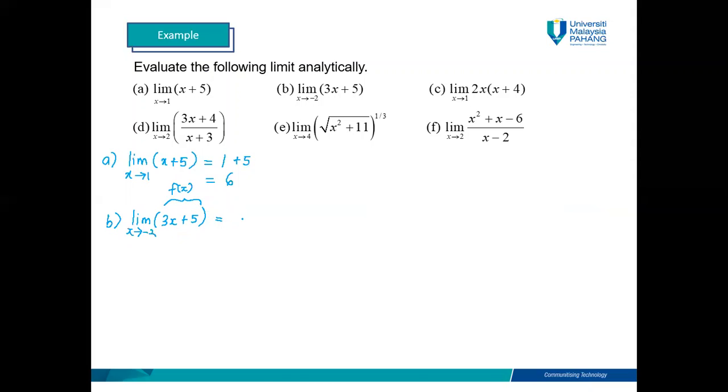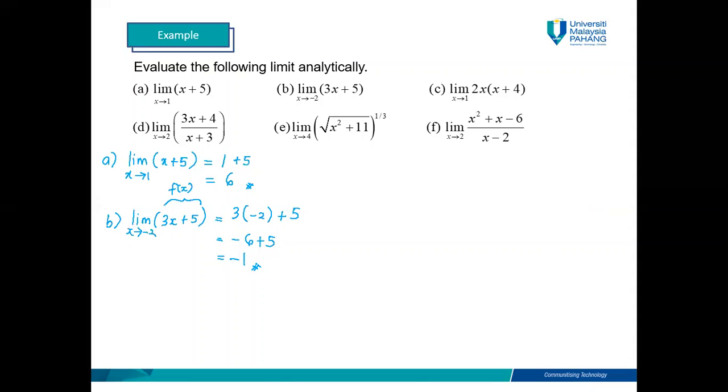Alright, so ni macam mana? Ganti masuk saja 3 times negative 2 plus 5. So equal to negative 6 plus 5. So equal to negative 1. Okay, that's the answer.